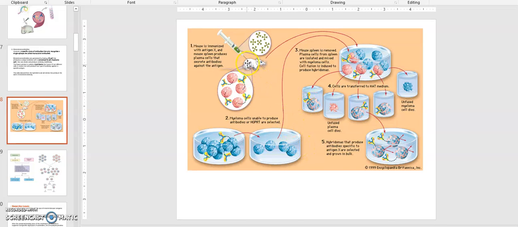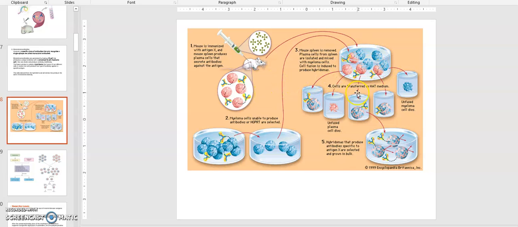Again, you have a mouse maybe, and you inject the mouse with your antigenic protein for about a month or two, and then this mouse is sacrificed and you collect some B cells, multiple B cells, and fuse those B cells with myeloma, the cancerous B cells. So when you do that, those two cells together become hybridoma cells.